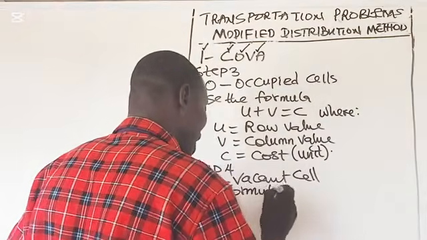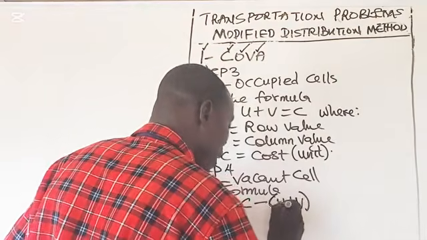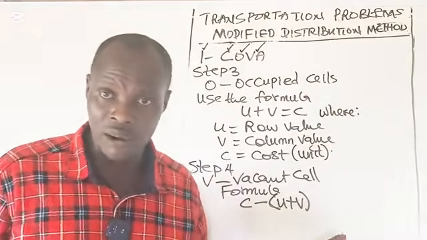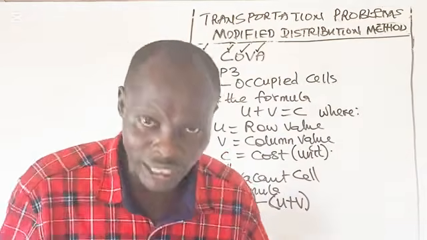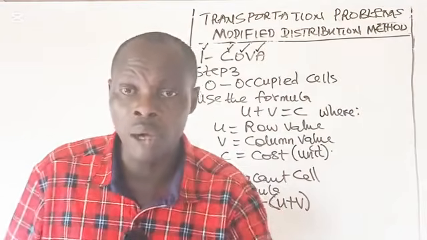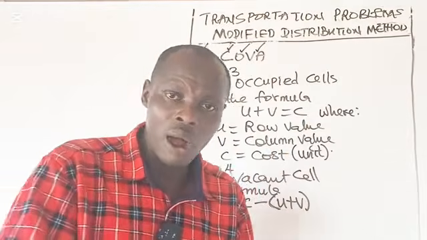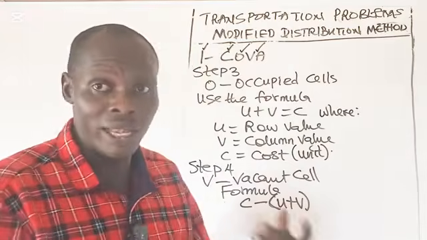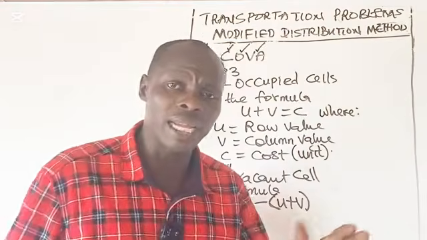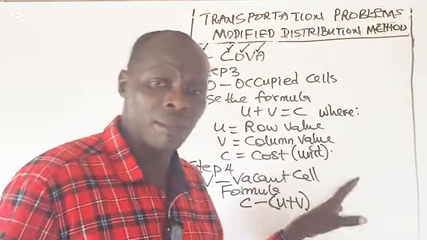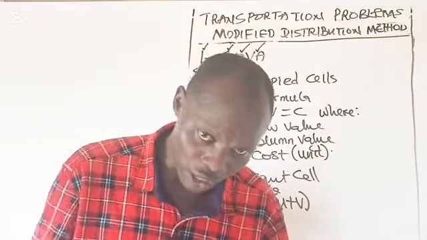The formula for evaluating the empty cell is C minus (U plus V). You already know what U and V mean. If all results are positive or 0, your current solution is already optimal. That is, the solution you obtained using the northwest corner, the least cost or the Vogel method is already optimal if all results are either positive or zeros. No further solution is required.